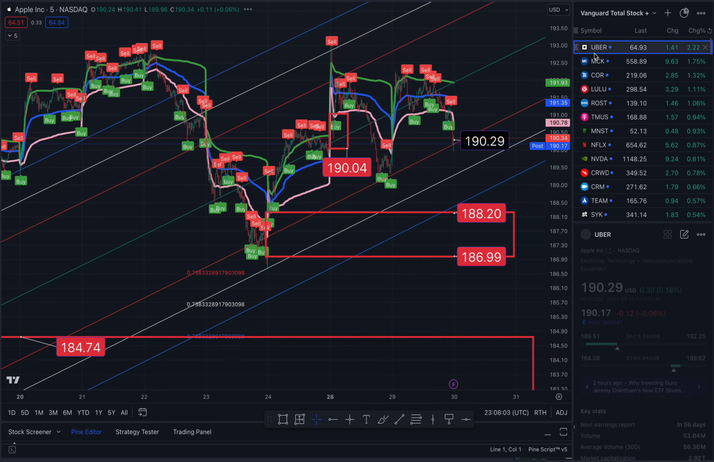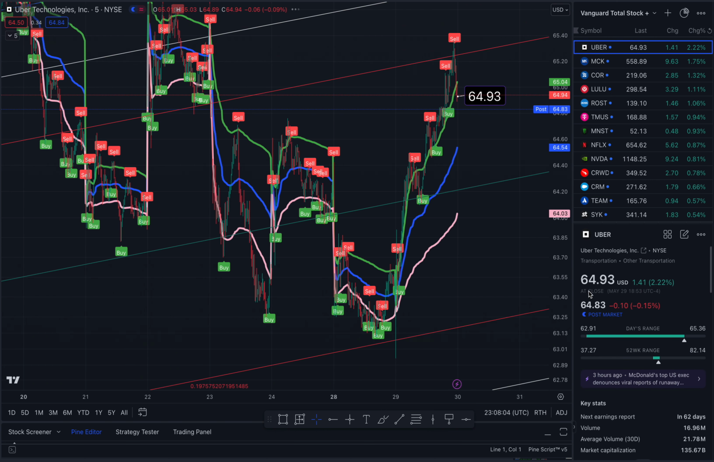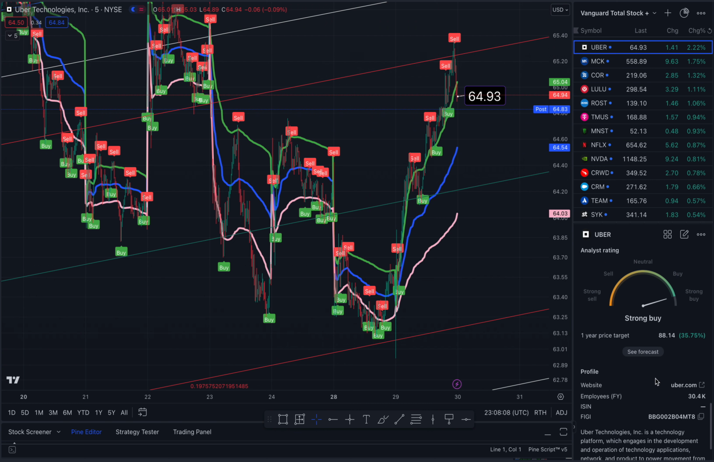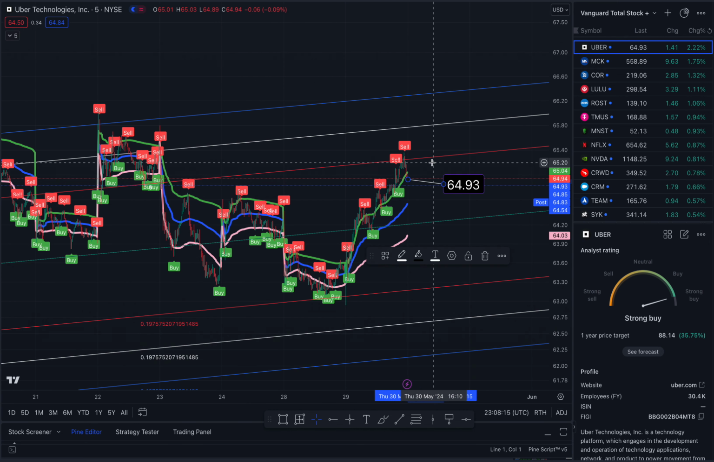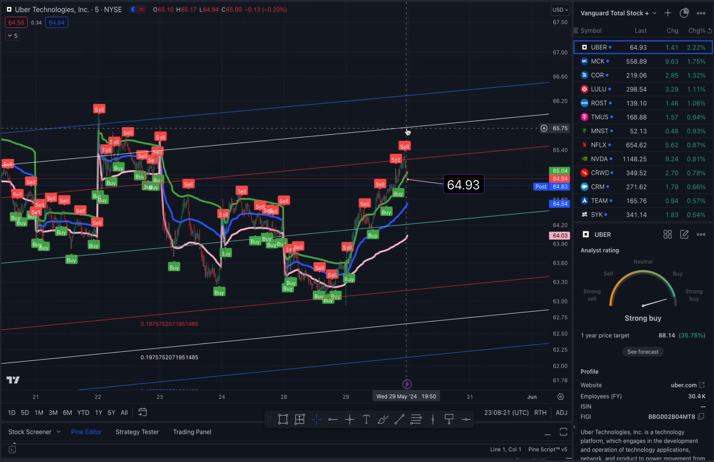So Uber is at $64.93, up 2.22%. The 1 year price target, $88.14. I've talked about this stock many times in the past as well. To the north side, resistance 65.24, 65.75, 66.28. Back at VWAP takes us to 64.54.